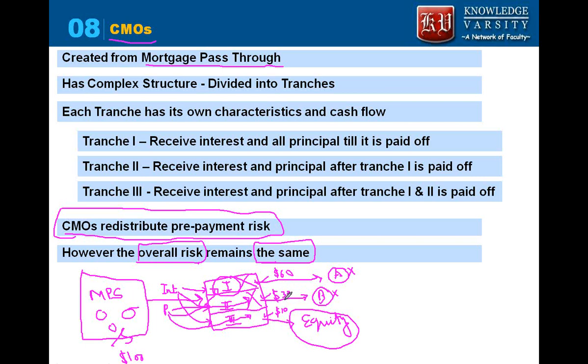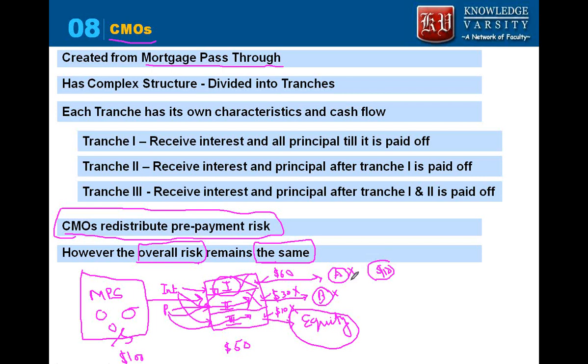But what happened was there was a loss of more than $40 million. If the loss is, let's say, $50 million, this tranche will lose entirely, this one will lose entirely, and this tranche will lose $10 million. So they will lose $10 million, but typically these were rated as AAA securities.